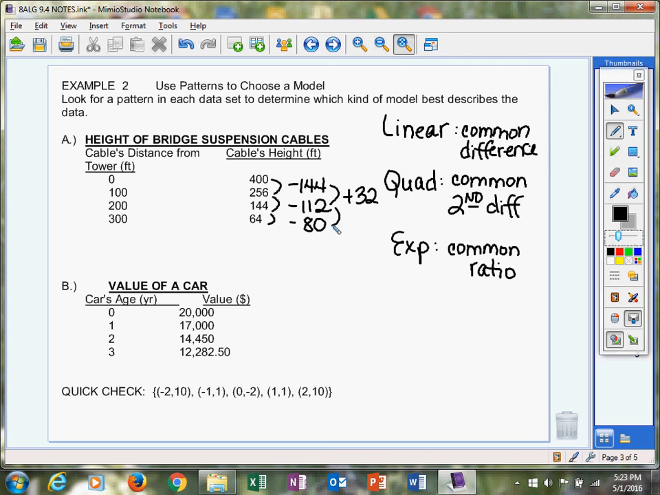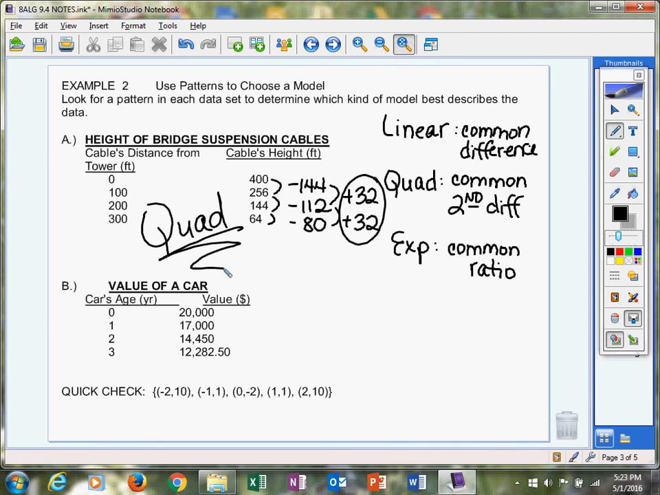Now let's do the difference between negative 112 and negative 80. And that's also 32. So to get from negative 112, I would add 32 and get negative 80. So right there, there's your convincing evidence. This is definitely quadratic. That's awesome. Good job. The numbers verified it. We pretty much eliminated the other two answers, so we already kind of knew, but the numbers verified.